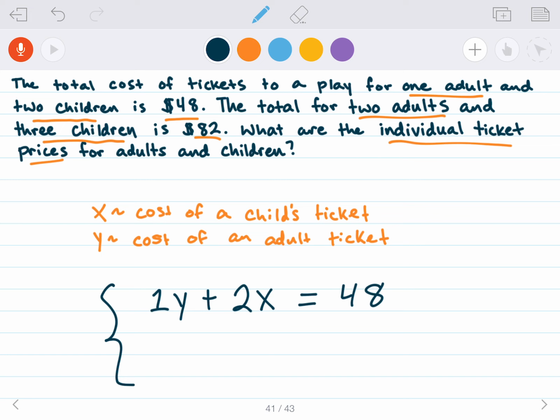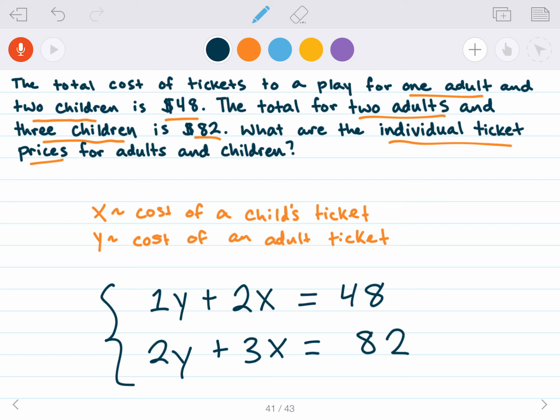So this equation that I just wrote is going to coincide with the first sentence. Now the second sentence is going to give us another equation, and try to figure it out before I give it to you. The total for 2 adults and 3 children is $82. So we have 2 adults this time, so 2 times y, 2 adults times the price of the adult tickets, plus 3 children times the cost of the children's ticket is $82.